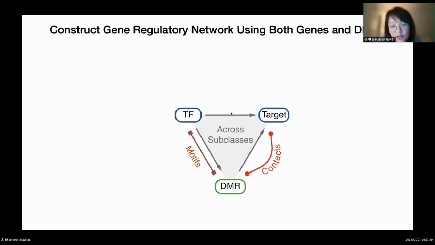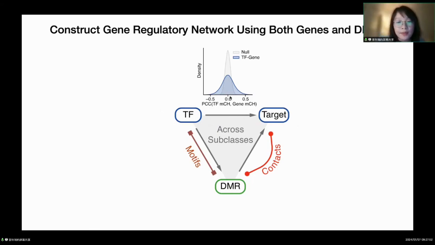So using this logic, we try to identify the gene regulators starting by pairwise correlation. For instance, here is the TF and target gene expression level across all the cell subclasses, and the null is the randomly shuffled background. And we will see that we do have some candidate pairs that are highly correlated with each other. And so for the transcription factor and DMR, we will also perform this Pearson correlation.